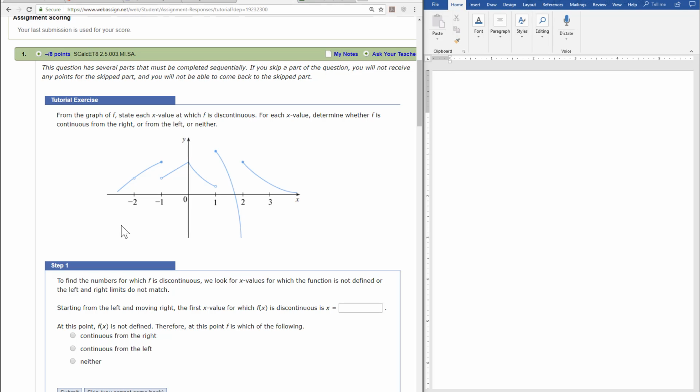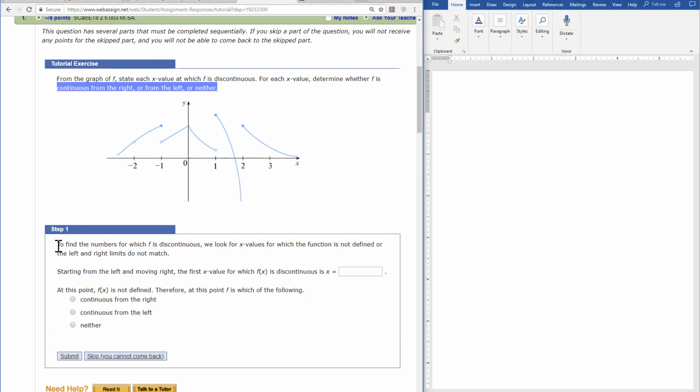Let's do a problem similar to your lab assignment problems. This is from section 2.5. From the graph of f, state each x value at which f is discontinuous. And for each x value, determine whether f is continuous from the right or from the left or neither.